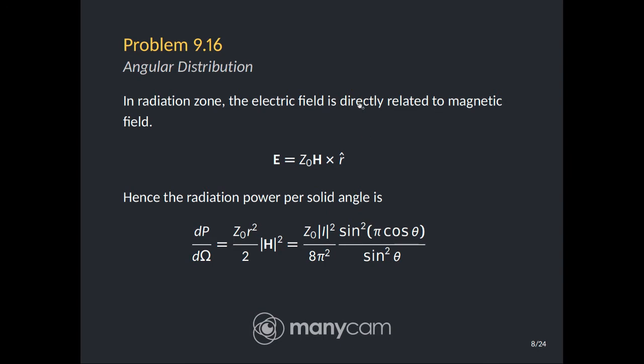In the radiation zone, the electric field is directly related to the magnetic field by the following equation: E is equal to Z naught times the magnetic field cross r hat. The radiated power per solid angle is given by the formula dP d omega equal to Z naught times r squared divided by 2 times the magnitude of the magnetic field squared, and is equal to this.